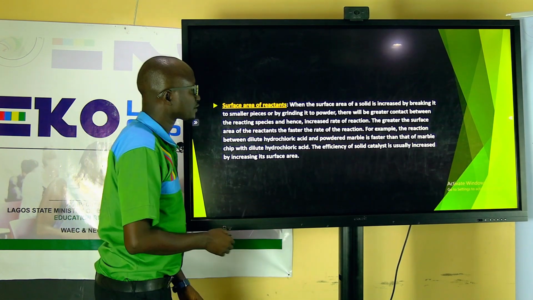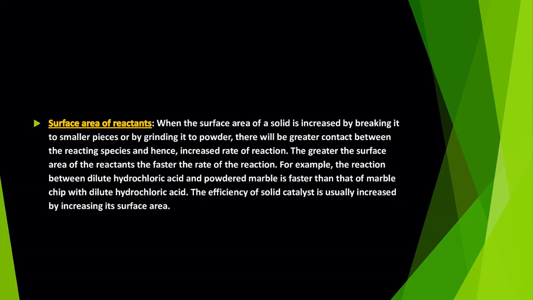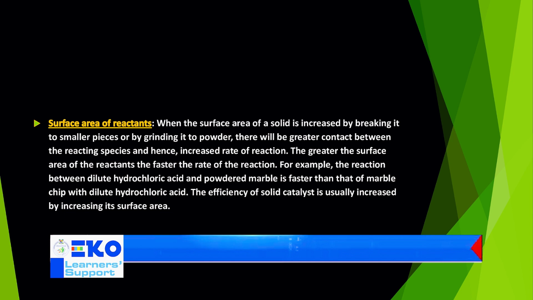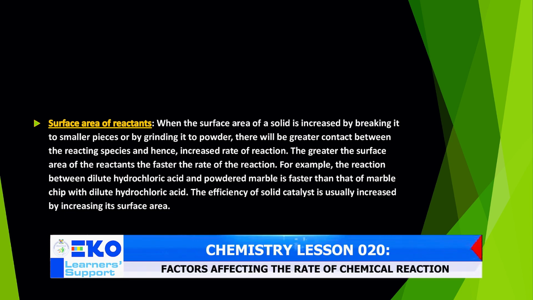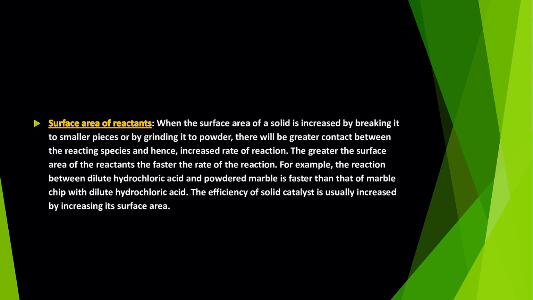The next one is surface area of reactants. When the surface area of a solid is increased by breaking it into smaller pieces or by grinding it to powder, there will be greater contacts between the reacting particles and hence increase the rate of reaction. In other words, the greater the surface area of the reactant, the faster the rate of the reaction.